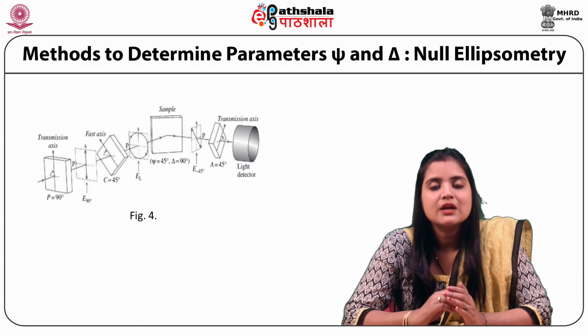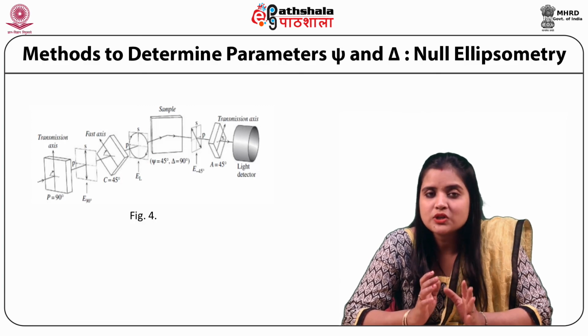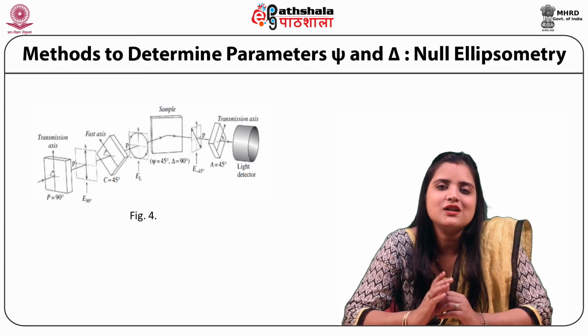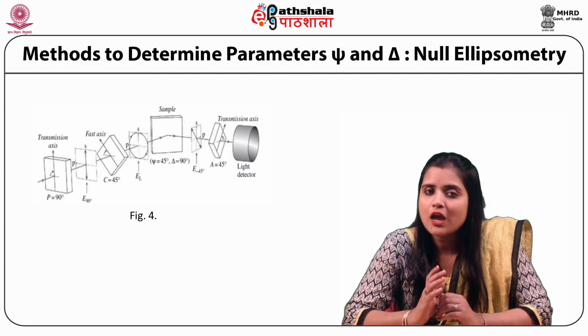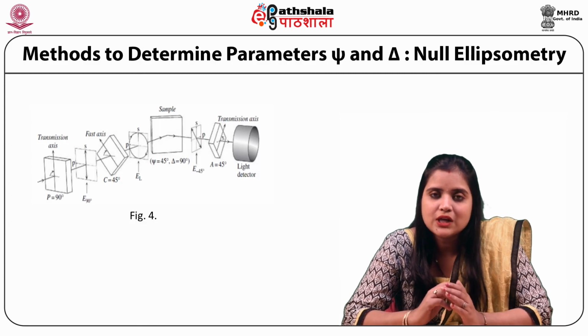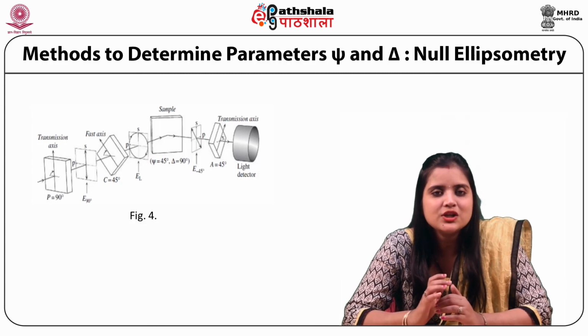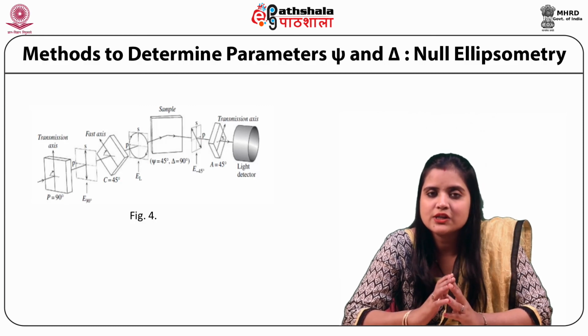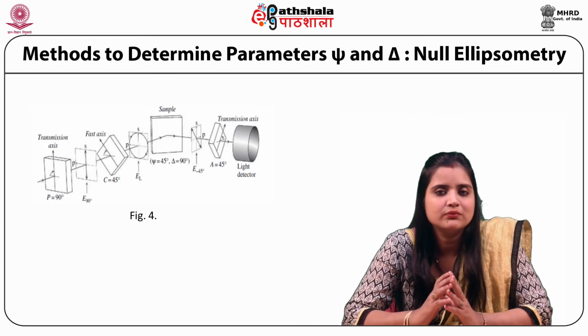This light can be made to obtain zero intensity at some angle of the analyzer. If the values for a sample are assumed to be psi equal to 45 degrees and delta equal to 90 degrees, then the intensity of the detected light will be 0.